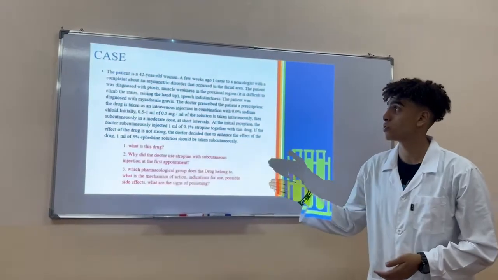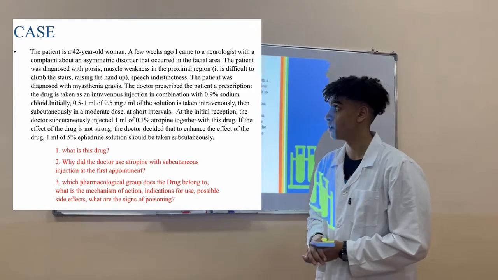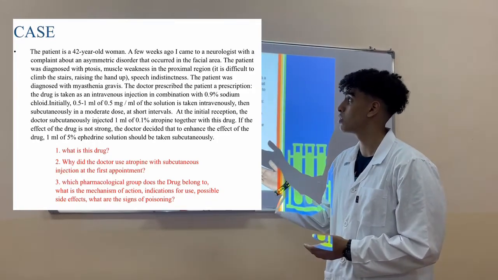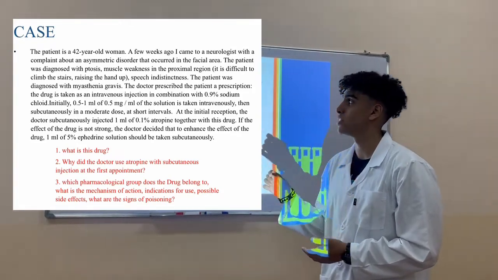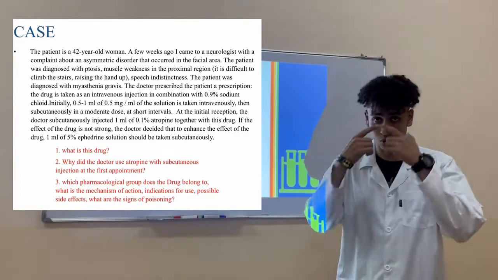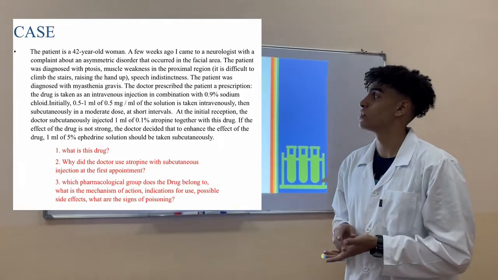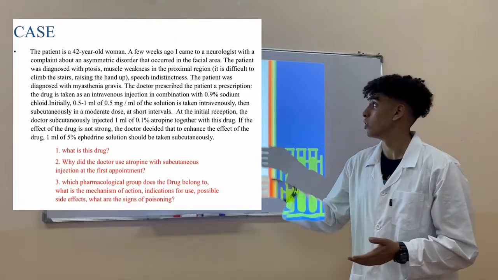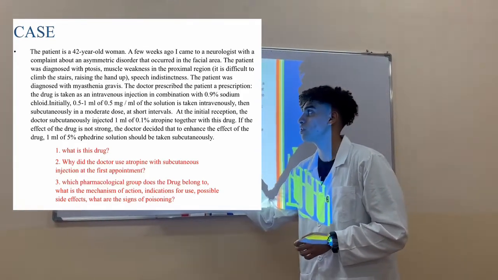Basically, today I'm going to start my presentation with a case. The case says that a patient is 42 years old, and a few weeks ago she came to a neurologist with a complaint about a disorder that occurred in the facial area. So we're talking about the facial area. The patient was diagnosed with ptosis and muscle weakness in the proximal regions. It is difficult for her to climb stairs and raise her hands.